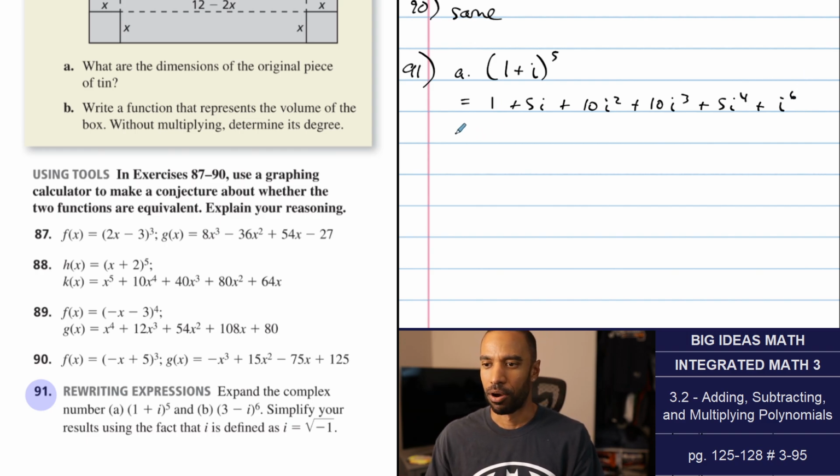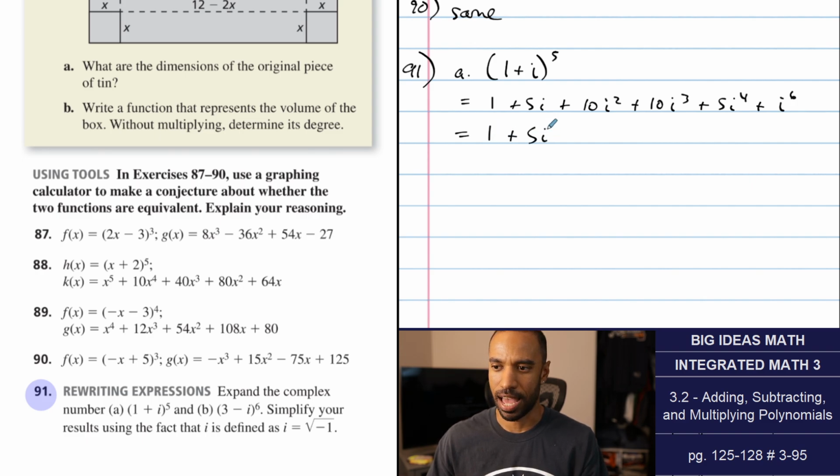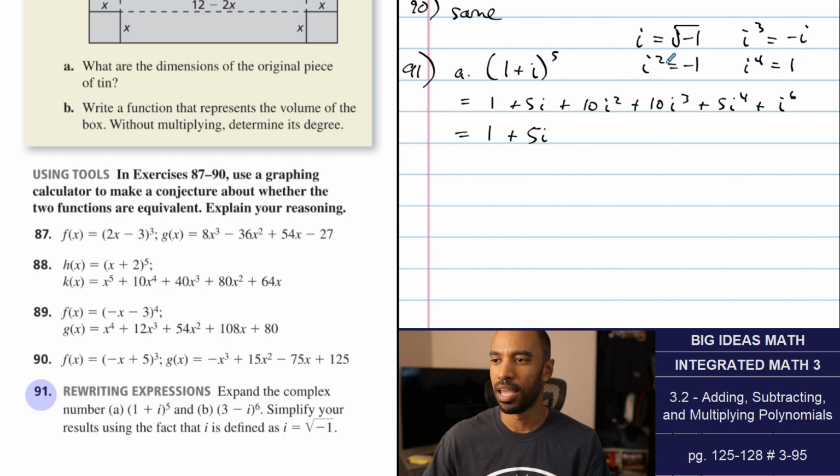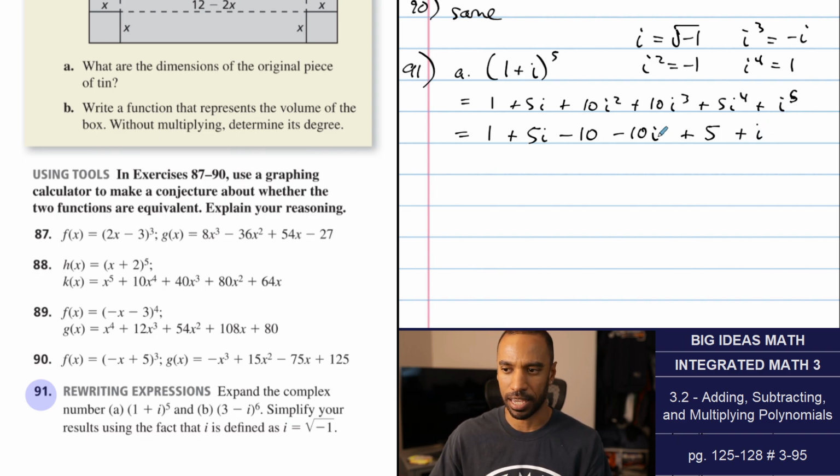Okay. Now, 5i is exactly that. 10i squared. If i is square root of negative 1, then i squared is negative 1. i cubed would be negative 1 times i, which is negative i, and i to the 4th would be 1, and then it should repeat itself after that. So I'm going to leave the 5i there. 10i squared is negative 10. 10i cubed is negative 10i. 5i to the 4th is 5. I'm missing... Oh, this is i to the 5th, not i to the 6th. i to the 5th is the same thing as just i again.